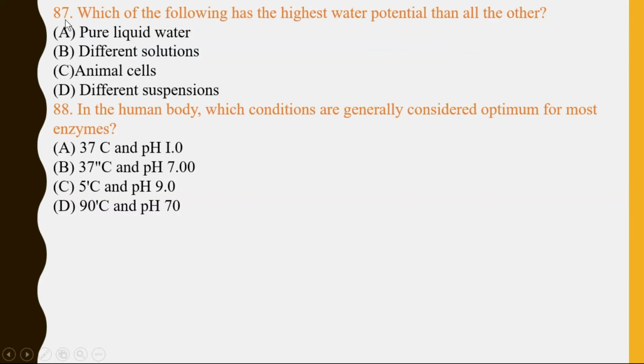Let's turn to question number 87. Which of the following has the highest water potential than all the other? A. Pure liquid water, B. Different solution, C. Animal cell, D. Different suspension.